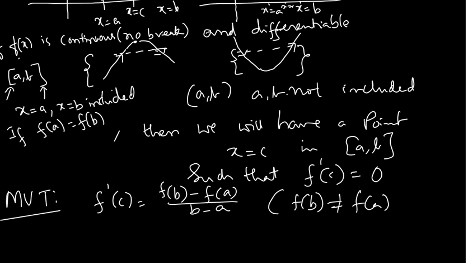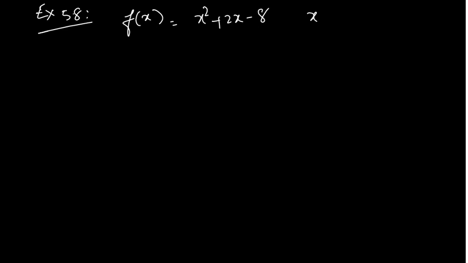Okay, so they won't ask you to prove this theorem or whatever, straight away questions. So this is exercise 5.8. Verify Rolle's theorem for the function f of x equal to x squared plus 2x minus 8, and x belongs to the interval -4, 2.